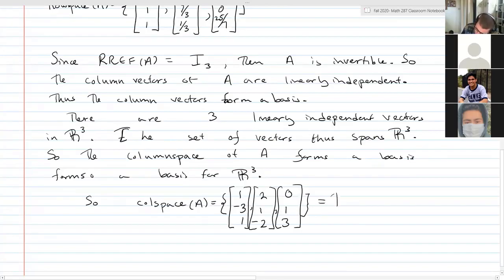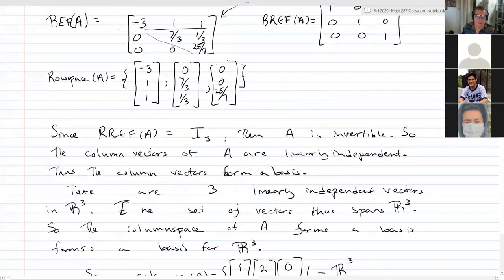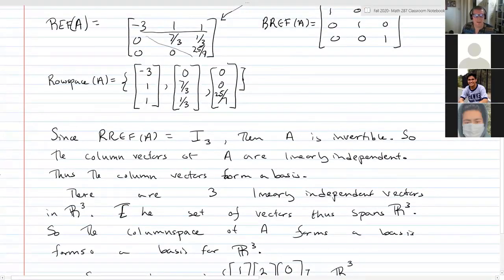And those three vectors, because they are a basis and there's three of them, they're going to be R3. They are, in fact, all of R3. Three linearly independent vectors in R3 gives you R3. All right, so how about this though? Take a look at the row space. So now the row space is a set of three vectors, and it's a basis made up of the non-zero row vectors.